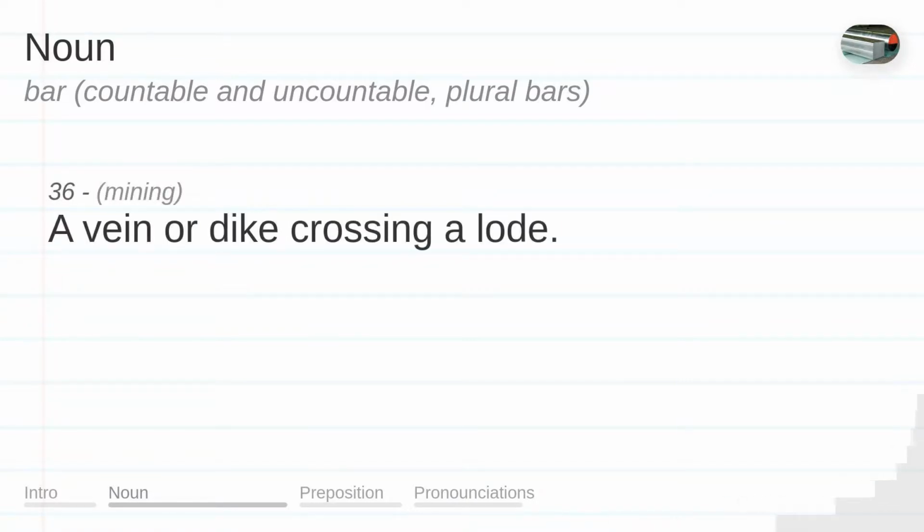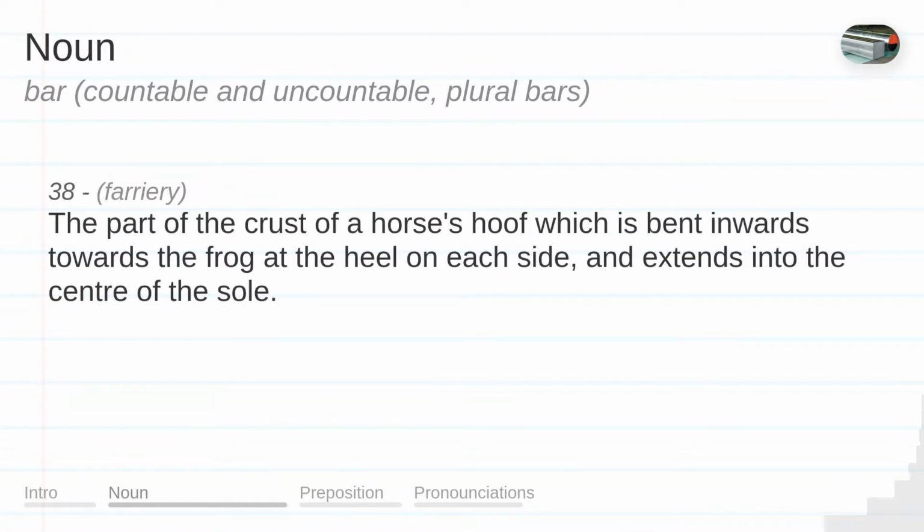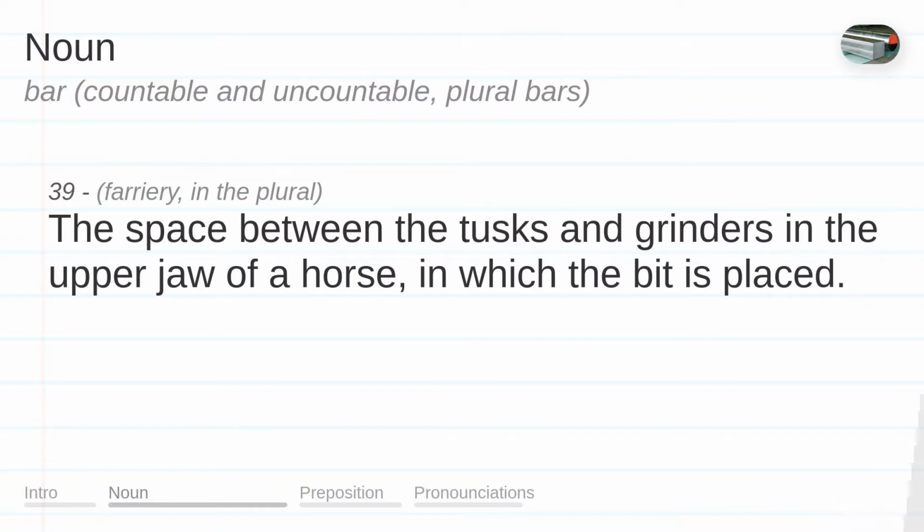A drilling or tamping rod. A vein or dike crossing a lode. A gatehouse of a castle or fortified town. The part of the crust of a horse's hoof which is bent inwards towards the frog at the heel on each side, and extends into the center of the sole. The space between the tusks and grinders in the upper jaw of a horse, in which the bit is placed.